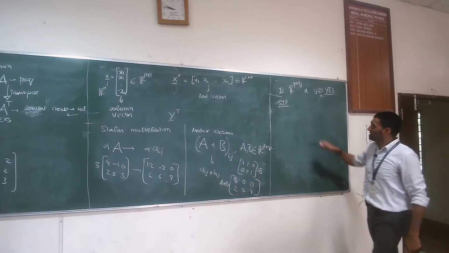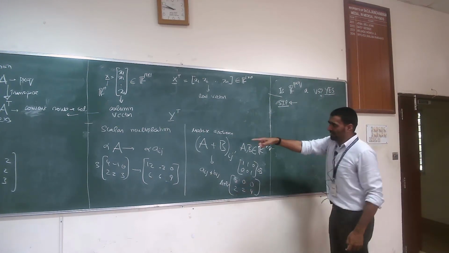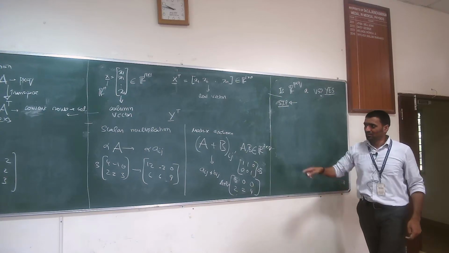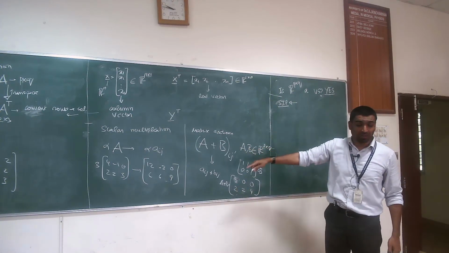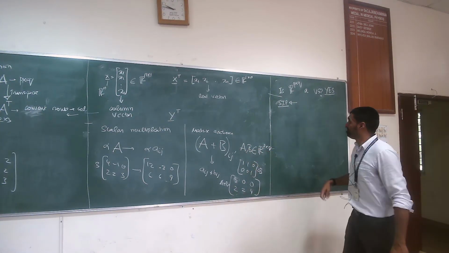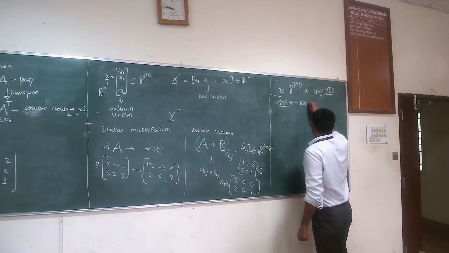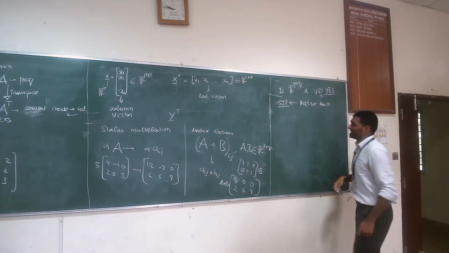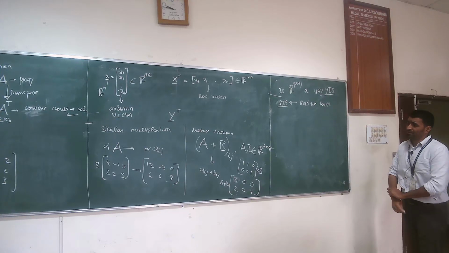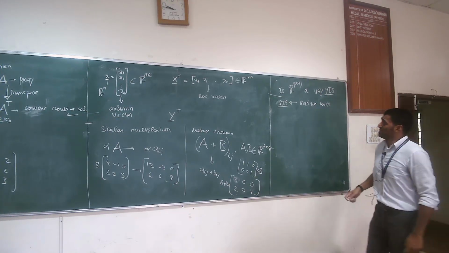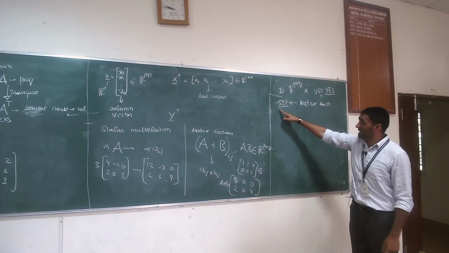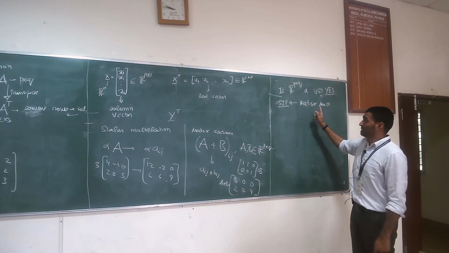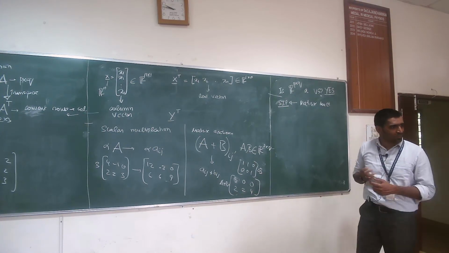Okay, it turns out that you can define some sort of a multiplication operation between two matrices. And that's what we look at next. Matrix multiplication. And we'll see that the standard inner product is essentially a special case of the general matrix multiplication rule.